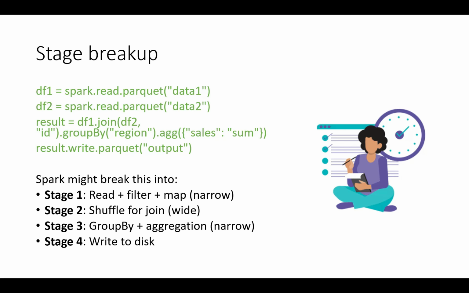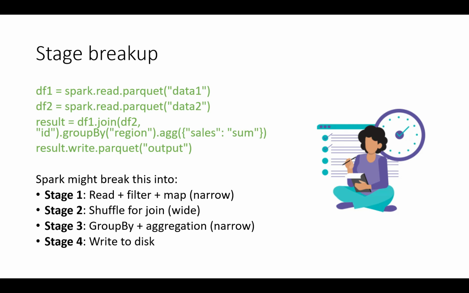Let us look at how a stage is broken up. So we understood what is a stage, what is a task, but how does it look like? If you look at this piece of code, we are reading two Parquet files, and then we are trying to do a join and a group by and an aggregation before we write it out. So in Spark, if it has to break into stages, what it will do? It will try to make sure that the read, the filter, and the map are one stage. The shuffle is the second stage. Group by and aggregation is again the third stage, and fourth stage is write to disk.